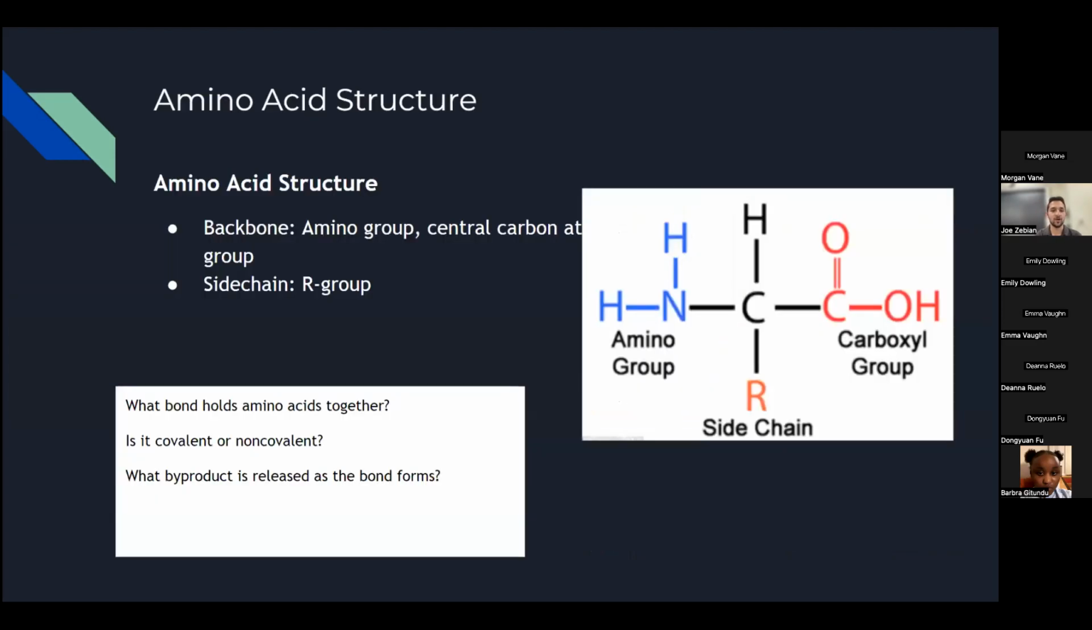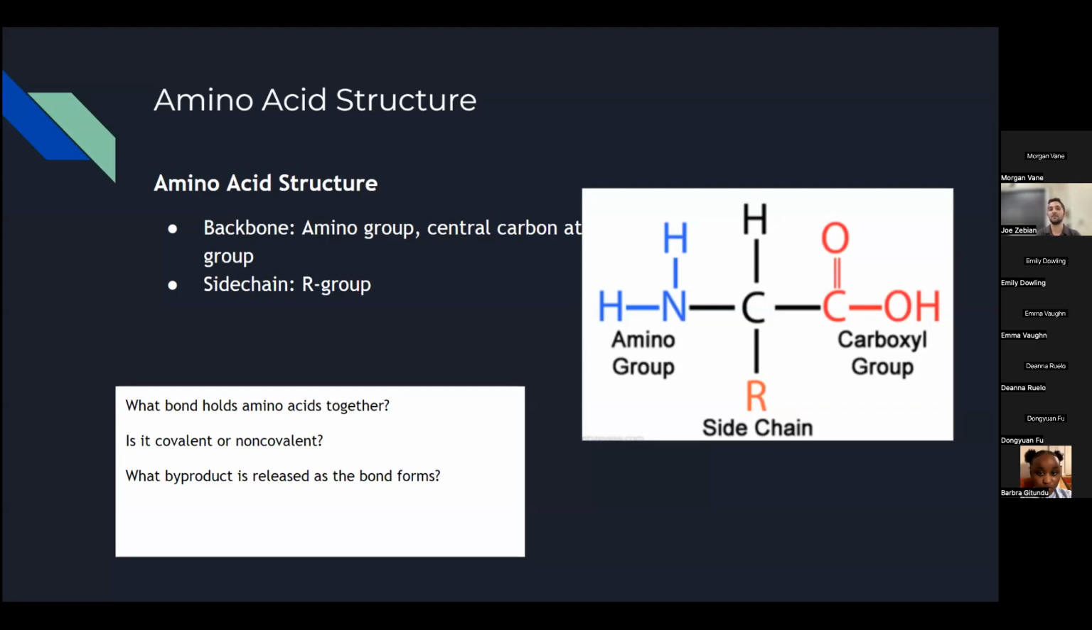All right, we already went through this amino acid structure: amino group, central carbon with a side chain or an R group, and a carboxyl group, N terminus on the left, C terminus on the right. So just really quick to go over what bonds hold amino acids together. We'll go one by one here. What bonds hold them together? You can type in the chat. Anyone here is welcome to answer.